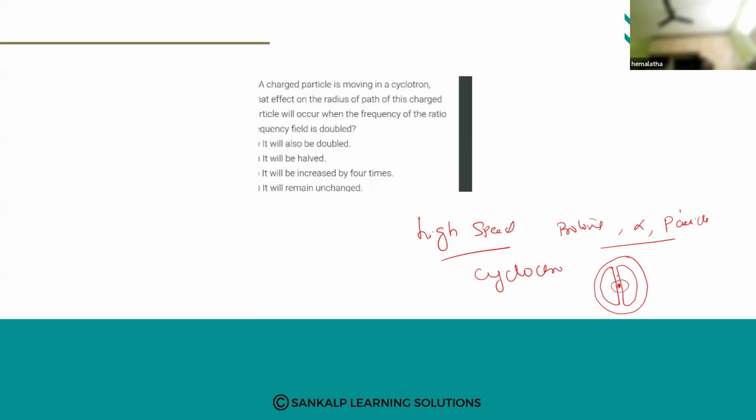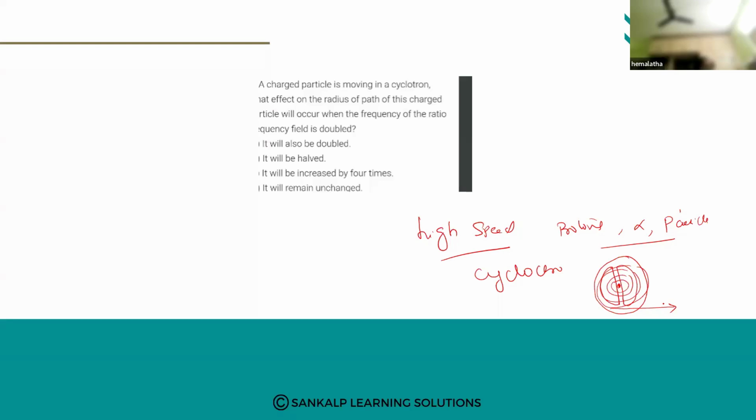One full round comes. Next, it accelerates like this again and again, and by the time it comes out, the particle has accelerated, gaining energy at each and every step, and it gains a high speed, very high. Okay, this is how the construction of this one cyclotron, charged particle moving in a cyclotron.